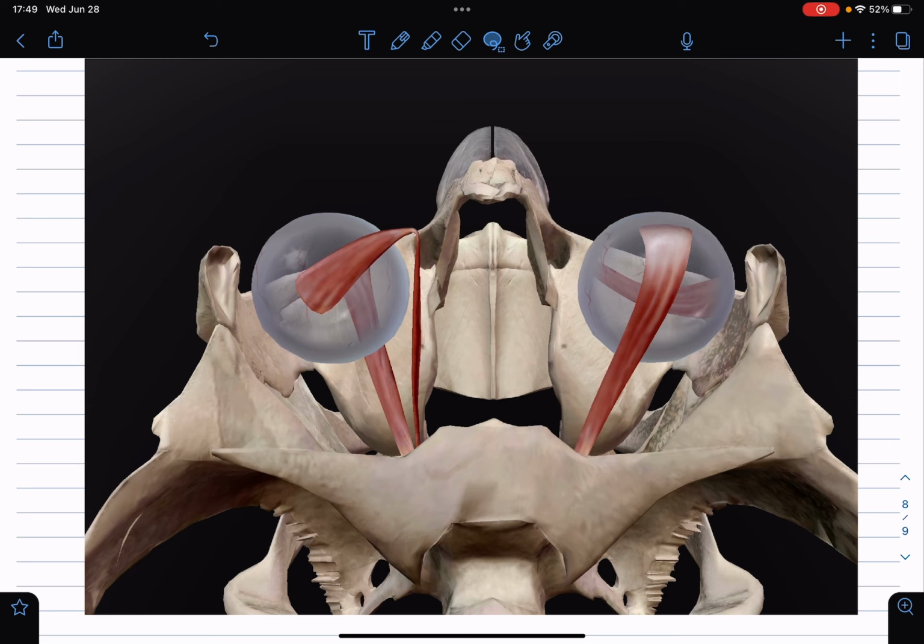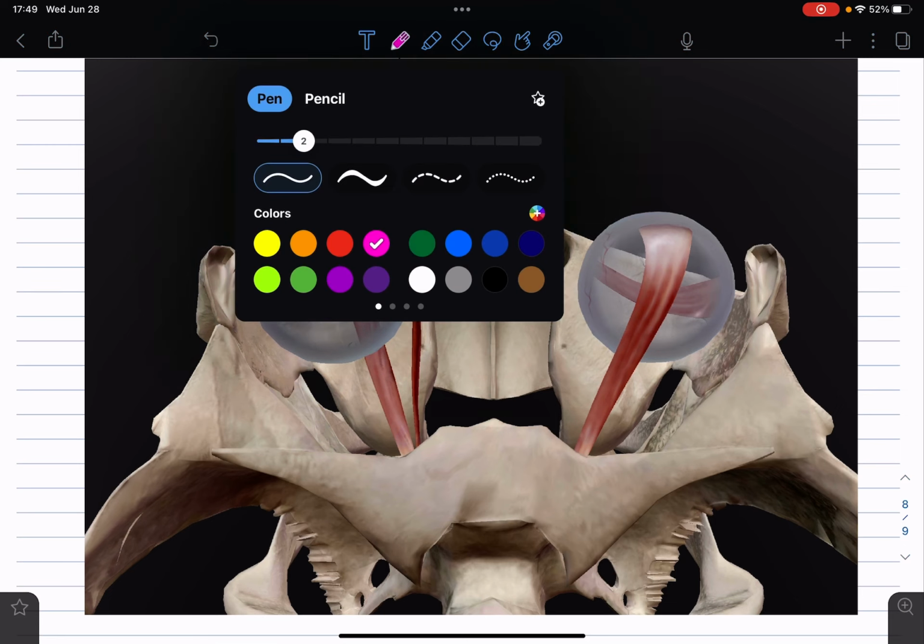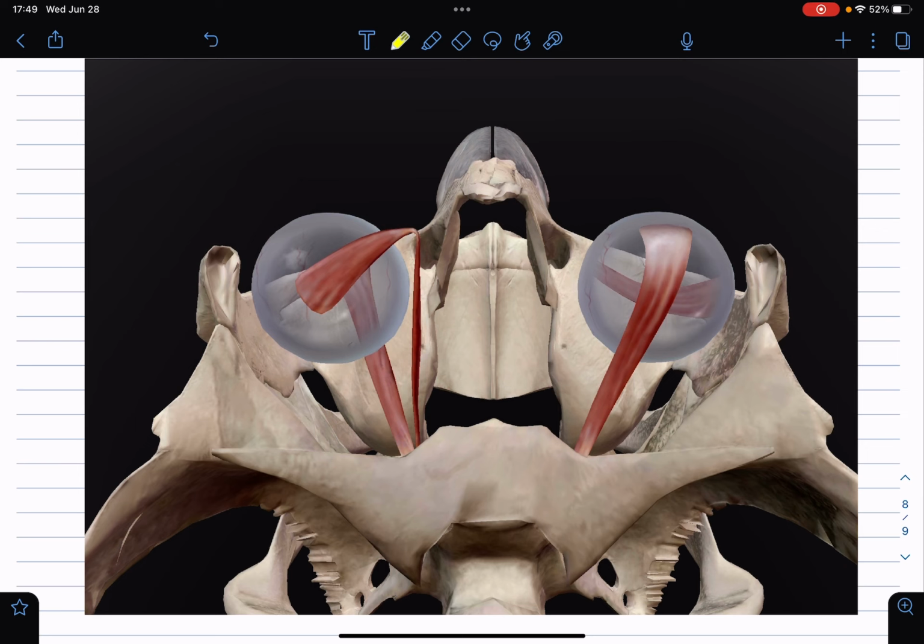All right. So the first two that we're going to look at are your superior rectus and your inferior oblique, and your superior oblique and your inferior rectus, right? So just for orientation here, what we have on the left side is going to be the left side of the patient. This is going to be the right side of the patient, so left eye, right eye.